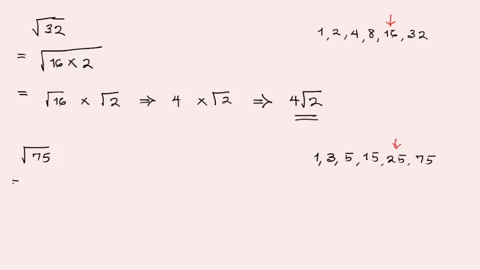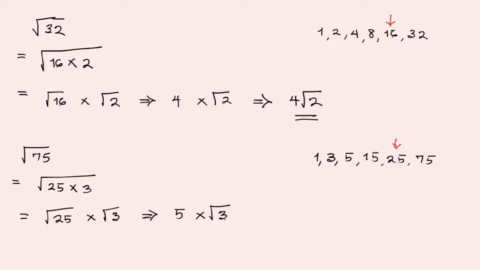So this is going to be equal to the square root of 25 multiplied by, now we have to multiply 25 by 3 to get 75. So that's this. And this is equal to the square root of 25 multiplied by the square root of 3. This is equal to, the square root of 25 is 5. And the answer to this sum is 5 root 3.